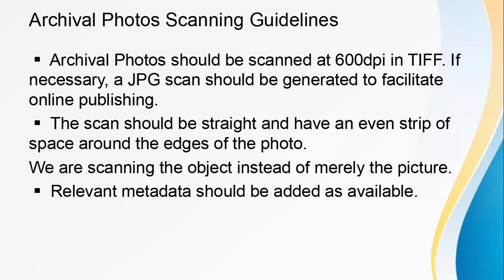Archival photo scanning guideline: archival photos should be scanned at 600 dpi, as I said earlier. If necessary, a JPEG scan should be generated to facilitate online publishing. The scan should be straight and have an even strip of space around the edge of the photo. We are scanning the object instead of merely the picture. Relevant metadata will be added as available.